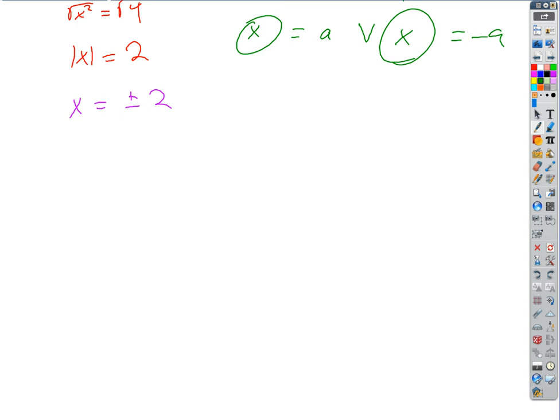What's the similar rule for inequalities? What if we had something like the absolute value of z is greater than a?